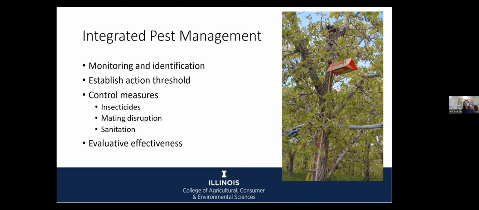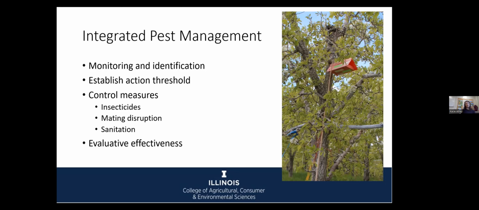And one thing to note is that when you're doing your control, earlier in the season is always better. You want to start your monitoring as early as you can and your control as soon as it's needed. Of course, the next step after you have established this threshold is actually doing control. And again, I'll talk about a fair amount of that here today as well. What I'll talk about in apple systems is, of course, insecticides. I'll talk about mating disruption, and then I'll also talk about sanitation as the things that we put together to do this control.